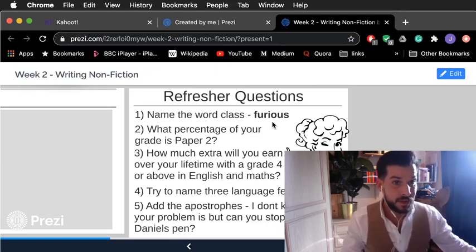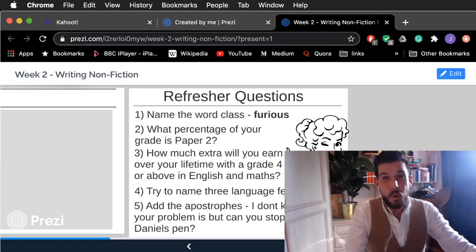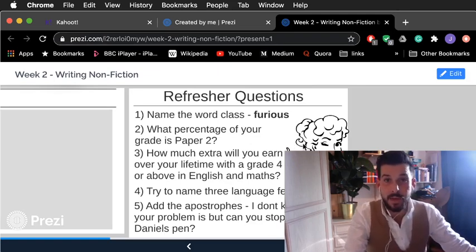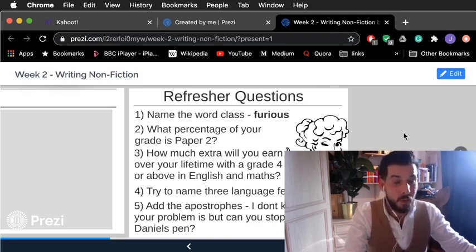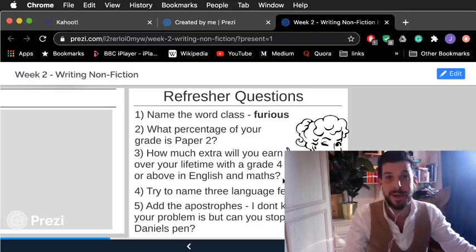Question 3, how much extra money will you earn over your lifetime? That's 150 grand over your lifetime. So I mean, that data as well is probably a couple of years old. I wouldn't be surprised if it's gone up. So you earn 15% more over your lifetime on average with your grade 4 in English and Maths, but I'll stop talking about money now. I promise I'm not completely materialistic.